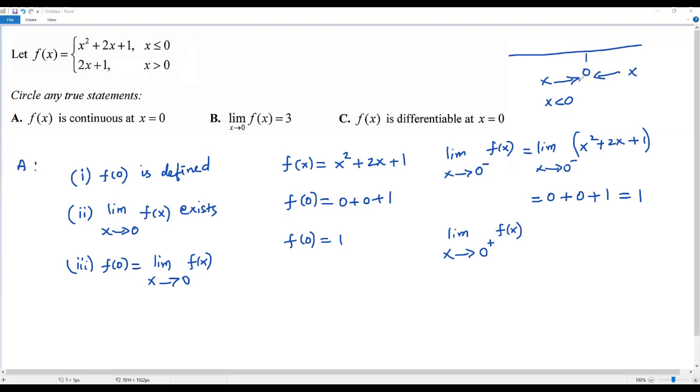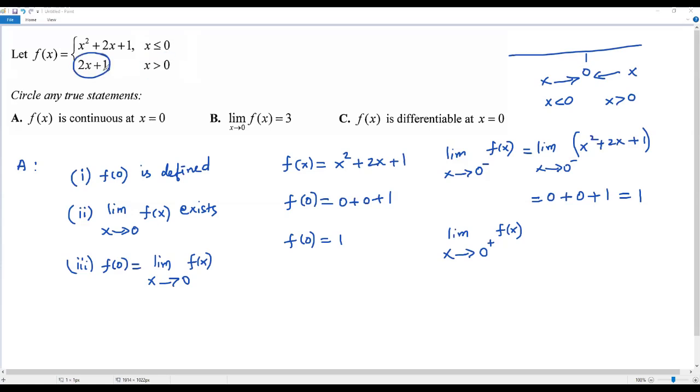When x approaches 0 from its right side, all the values taken by x are positive, that means greater than 0. That is, x will be greater than 0 when x approaches 0 from its right side. Now we have to consider the piece of f of x where x is greater than 0. Clearly, this is the piece we have for f of x where x is greater than 0.